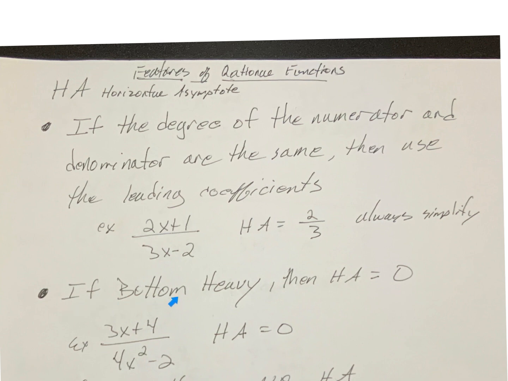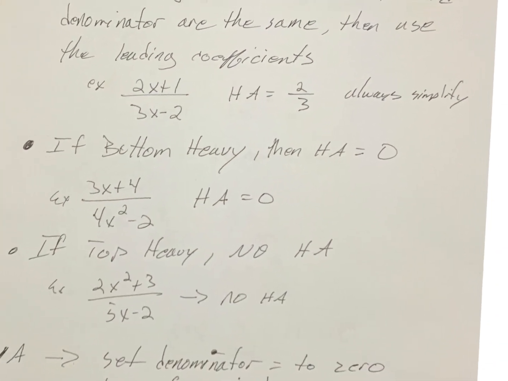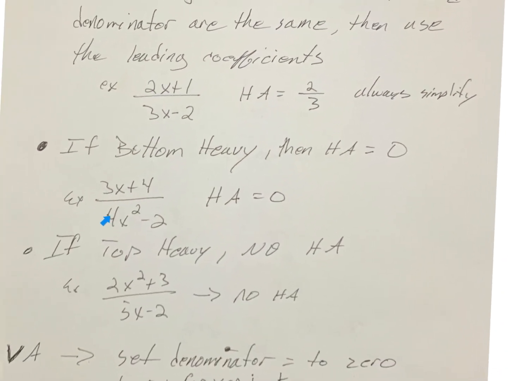Now, if the expression is bottom heavy, meaning the denominator has the higher exponent, like in this example where we have 4x squared in the denominator and the numerator is just 3x, whatever you plug into x, the denominator is going to become the larger number, and that will continue to get much larger. A smaller number divided by a larger number is always approaching 0. So your horizontal asymptote is 0.